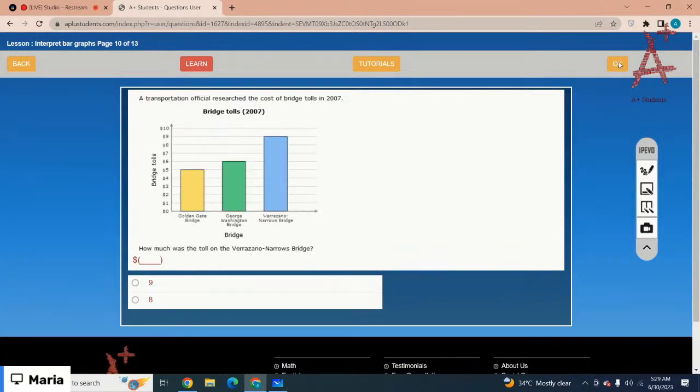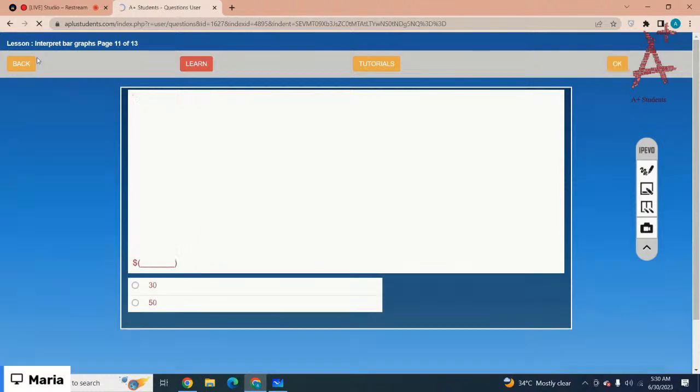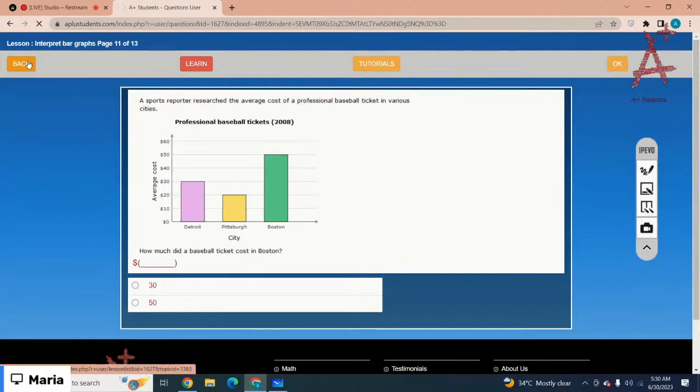A transportation official researched the cost of bridge tolls in 2007. How much was the toll on the Verrazano Narrows Bridge? Here is the bar for the Verrazano Narrows Bridge. The value is 9. That means the toll is $9. Got it? Okay, you can complete the rest by yourself later today. Let me just move on to the next topic.